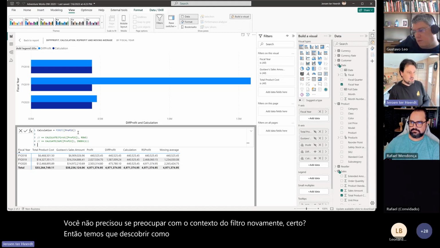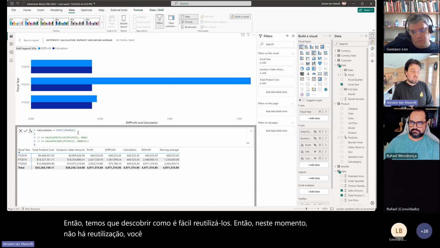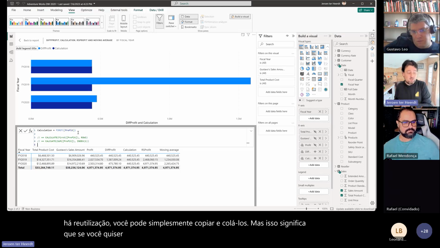So right now there's no reuse. You can just copy paste these, but that means if you want to change the logic, you have to change it everywhere, which is not great.